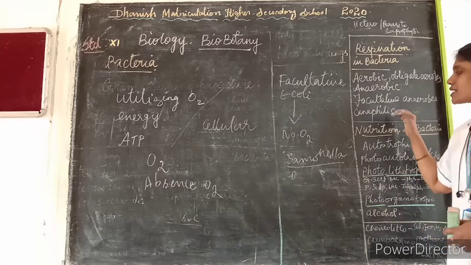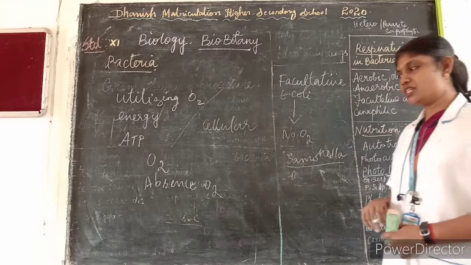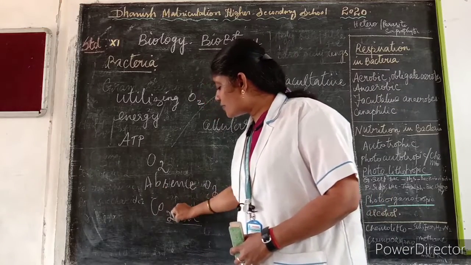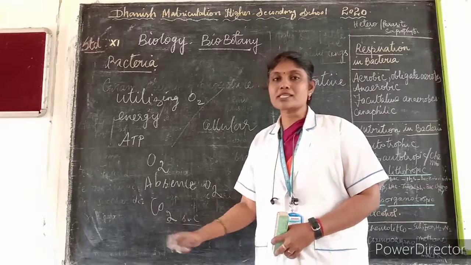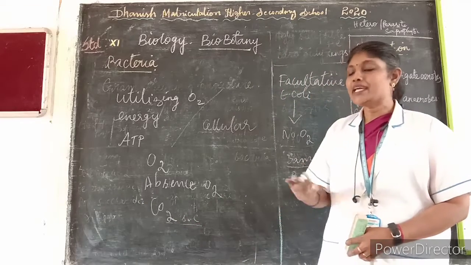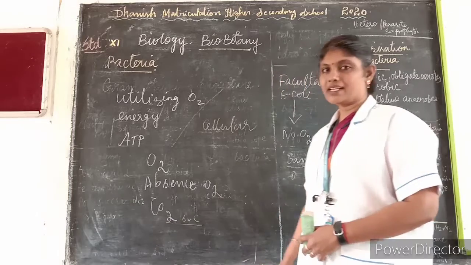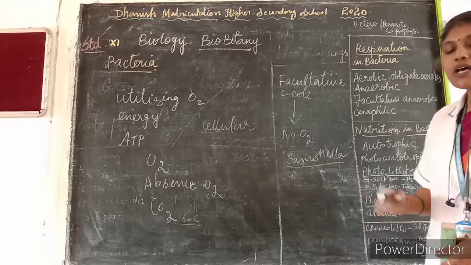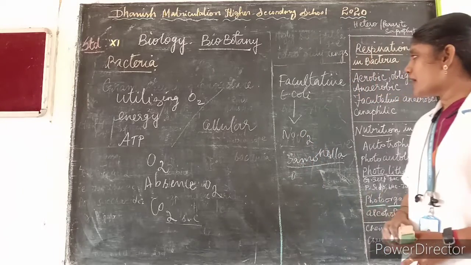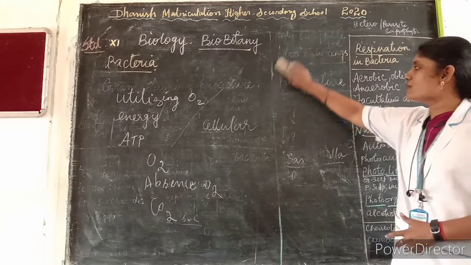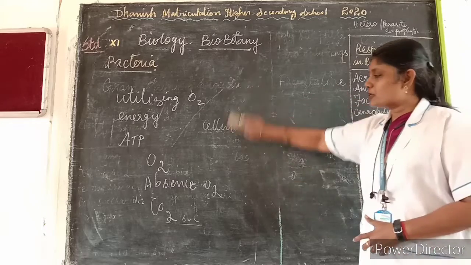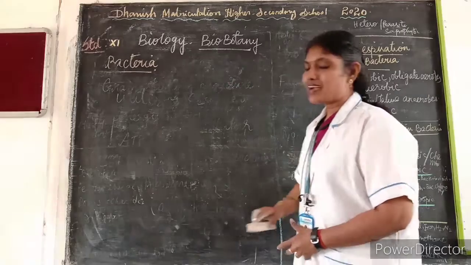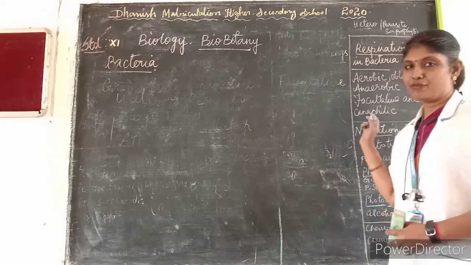The next condition is capnophilic bacteria. It is very interesting. Capnophilic bacteria can survive in the presence of carbon dioxide. They like to live in the presence of carbon dioxide. So that is all for respiration in bacteria. Understood? What are the types of respiration in bacteria? Can you recall? Aerobic, anaerobic, then facultative, then capnophilic.